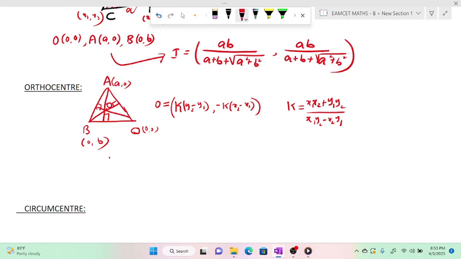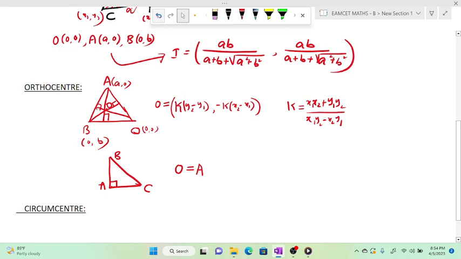Suppose a right angle triangle is given. In this case, how to find the orthocenter? Let us see. Suppose this is a right angle triangle, A, B, C are three vertices, and this triangle is right angled at A. In this case, the vertex of the right angle is the orthocenter. So, in this case, the orthocenter is A.